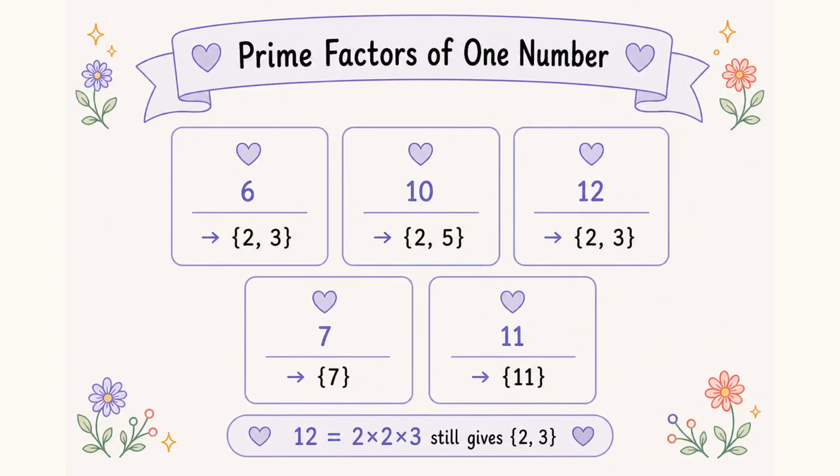Look at prime factors of one number. 6 breaks into 2 and 3, so the set is 2 and 3. 10 is 2 and 5. 12 is 2 times 2 times 3, but we only keep distinct primes, so 12 is still 2 and 3. 7 is just 7. 11 is just 11. Duplicates inside one number do not increase the count.